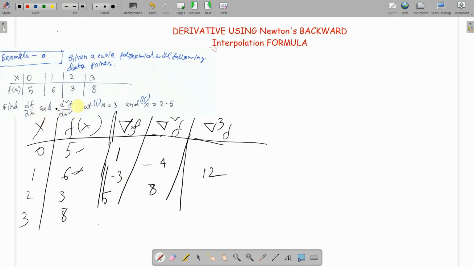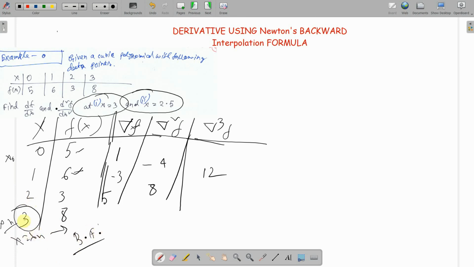Now they asked to find at x equals 3 and x equals 2.5. So x equals 3, if I consider this is x0, then this will be our xn. So if you have to find x equals 3, that means x equals xn, then only you will go for the backward formula. Okay, so x equals 3, there you have to calculate it. You know the value, so when that condition applies, x equals xn for the first case.